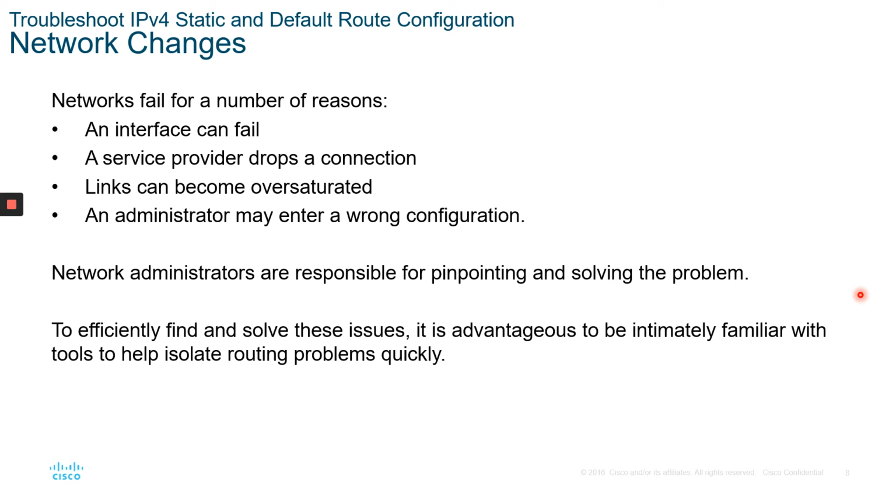The first reason could be that the interface can fail. It could be issues related to your wire not being connected properly, or the wire was disconnected, or it could be that the service provider dropped a connection, so it will be an issue at the ISP's end. Maybe they have some sort of technical issues. In this case, you can't really do much. Obviously, you have to open a ticket with your service provider and report a fault to them, so that they can resolve it at their end.